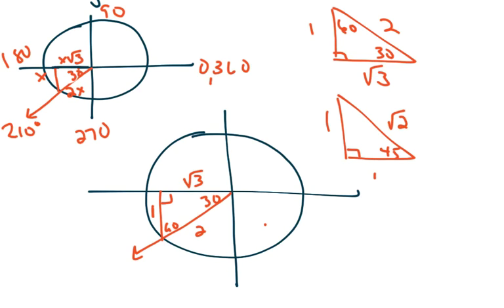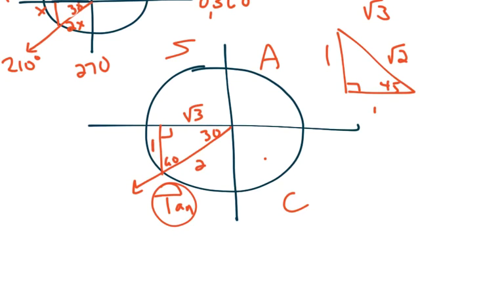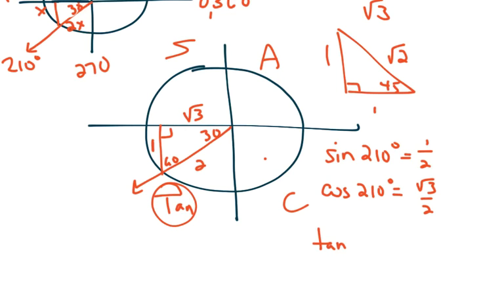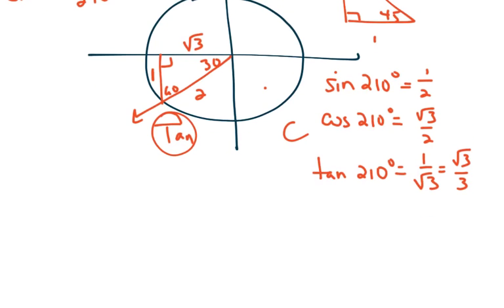But I want you to notice what quadrant we're in. We're in the quadrant where only tangent and its reciprocal are positive. That means everything else is going to be negative. So at the very end of the problem, we will worry about what is positive and what is negative. So the sine of 210 degrees, opposite over hypotenuse. The cosine of 210 degrees, adjacent over hypotenuse. The tangent of 210 degrees, opposite over adjacent. That's going to become square root of 3 over 3. Now, only tangent's positive, that means these two are negative.